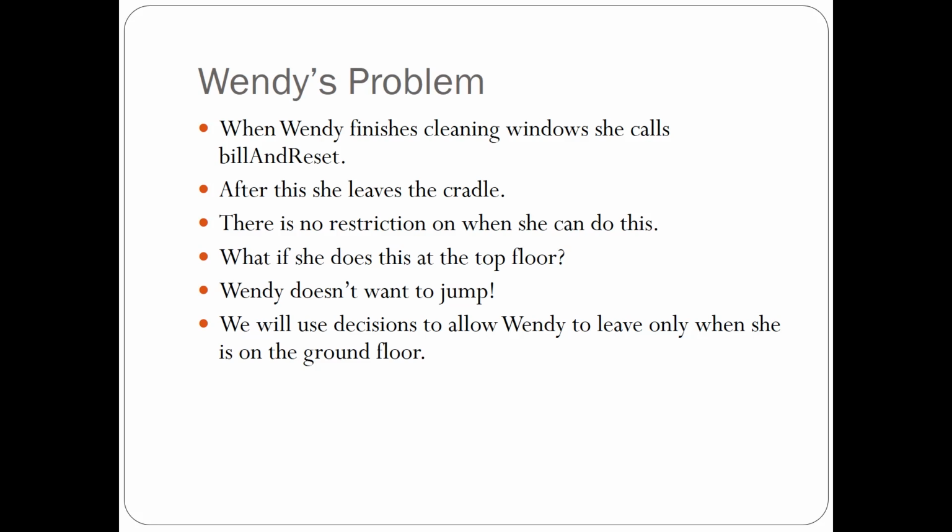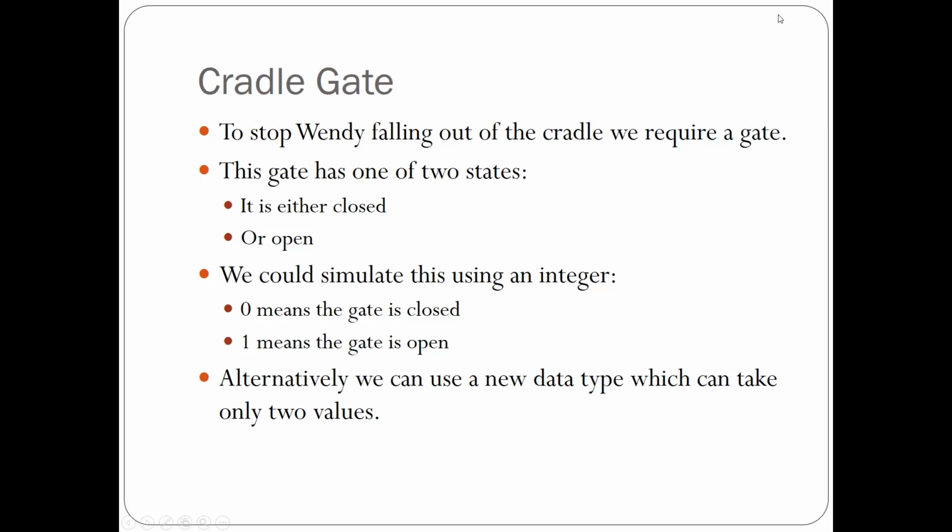So logically, she could exit the cradle on the top floor. So we need to add some kind of decision so that we only allow Wendy to open the cradle gate when she's on the ground floor. So we have to look at a situation where we have to measure the state of the cradle gate. It can either be open or it can be closed.